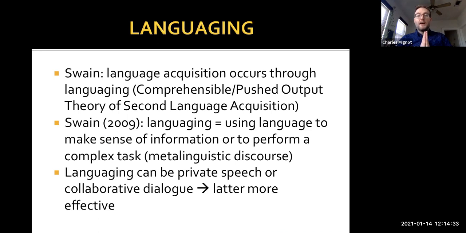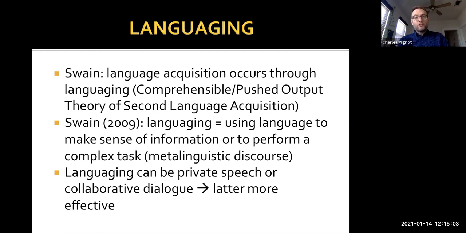But Swain said there are a lot of students in French immersion schools in Canada who were exposed to a lot of French, but still didn't have native speaker ability. They made a lot of mistakes when they spoke and when they wrote. So she came up with the comprehensible output hypothesis, saying that to acquire the language, you need to be exposed to it, but also to produce it step by step.